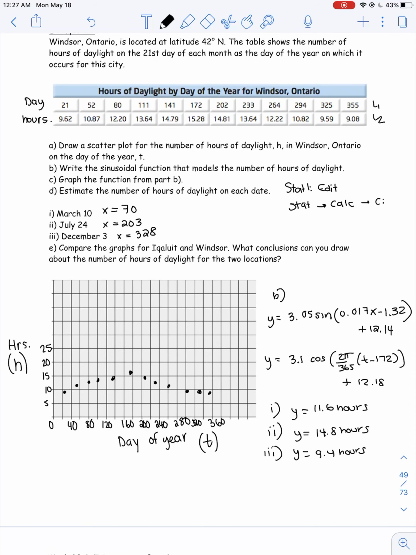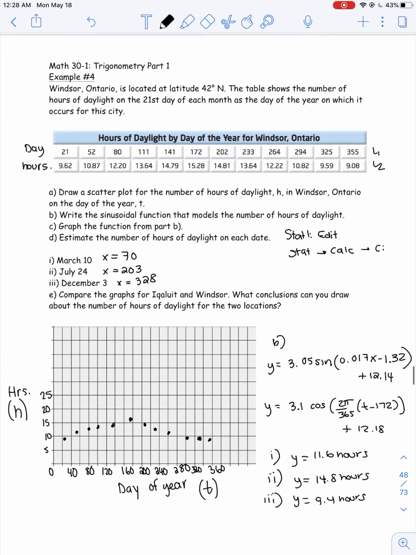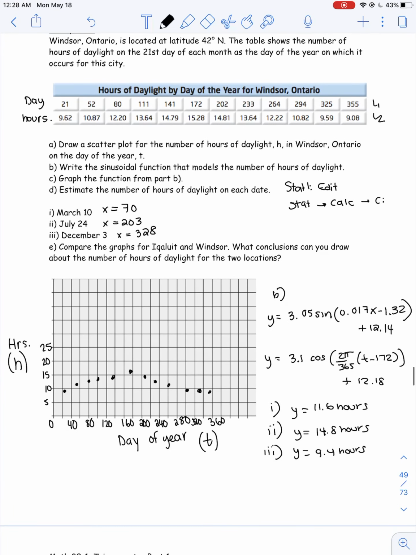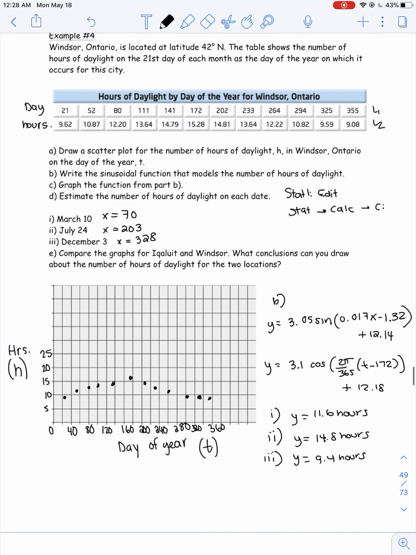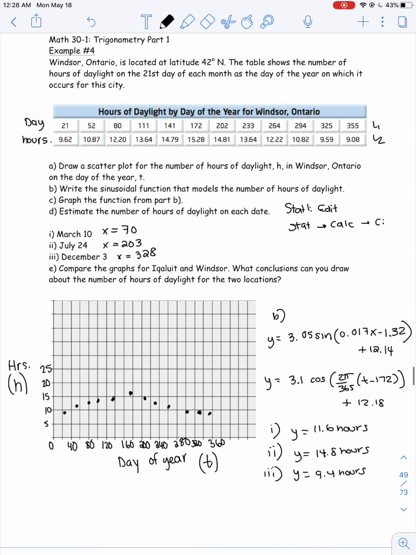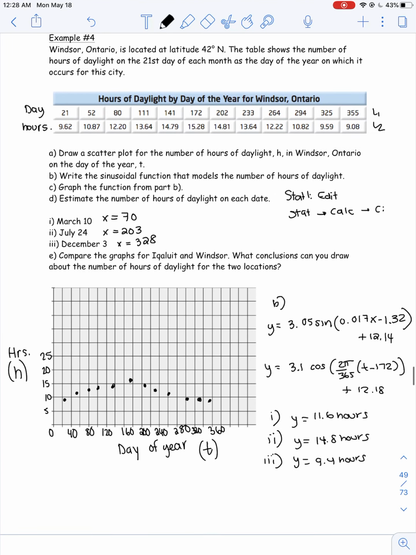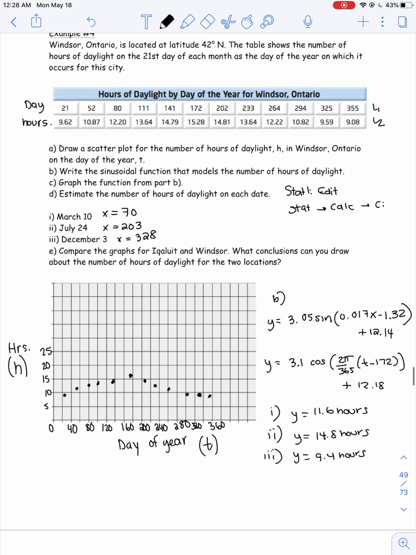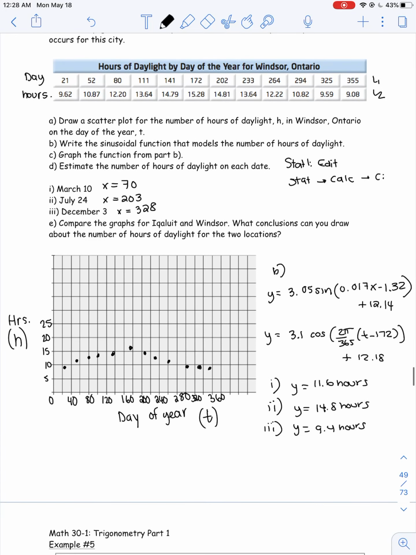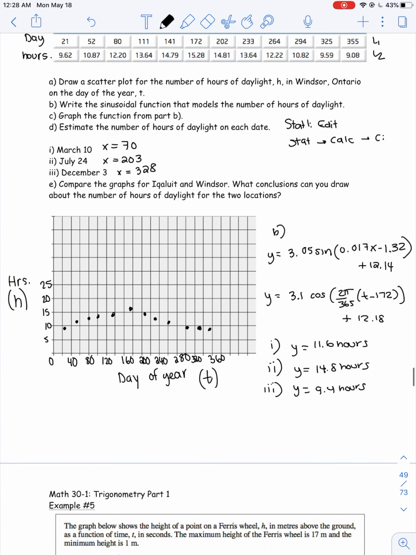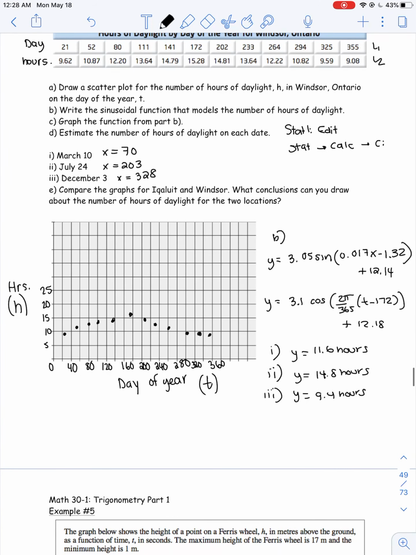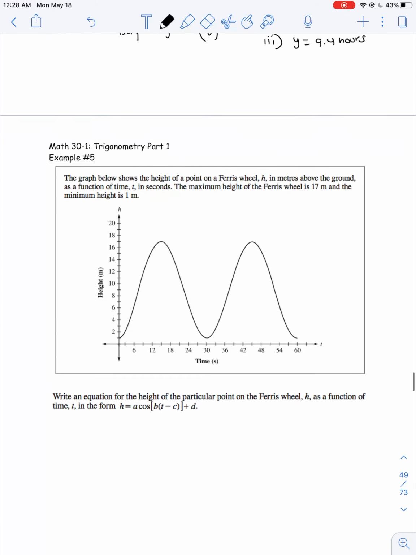Compare the graphs of Iqaluit and Windsor. What conclusion can you draw? Okay, so this is using our previous graph, from a previous question, so we're not going to answer that one because we don't really have the Iqaluit one to compare it to, so we'll ignore question E here.